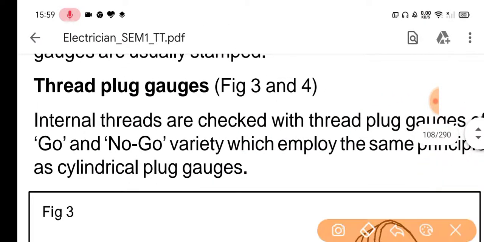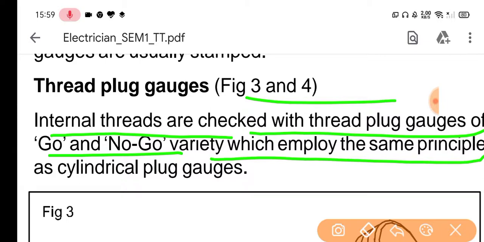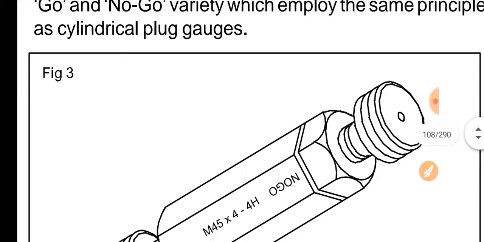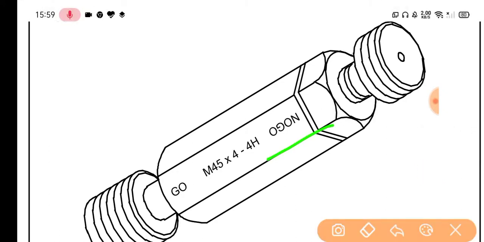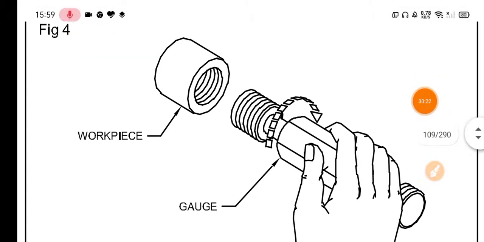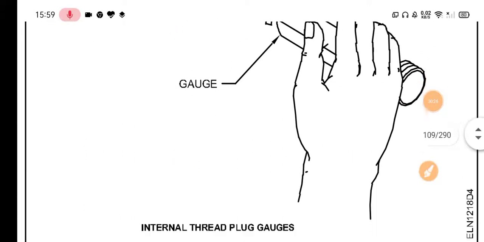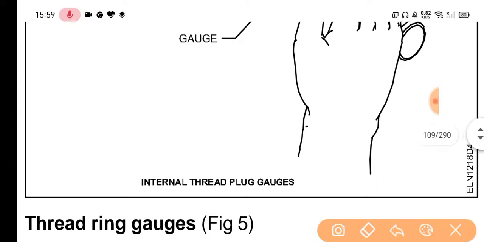The thread plug gauges, 3 and 4. Internal threads are checked with a thread plug gauge of the go and no go variety, which employs the same principle as cylindrical plug gauges. This is the no go. This is the go, M4 by 45 into 44H, no go, and thread plug gauges. This is the workpiece, this is the gauge, and this is the internal thread plug gauge.